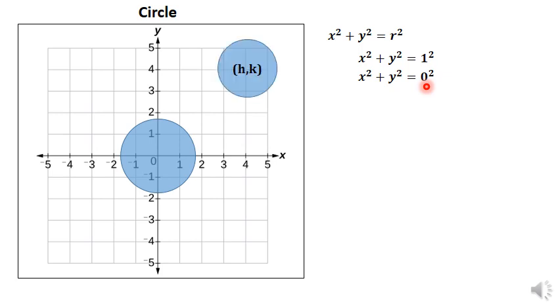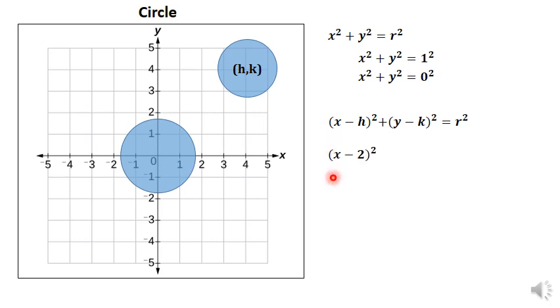Now, if the center of the circle is other than the origin, so let's say at (h, k), then we can write the equation of the circle this way: (x − h)² + (y − k)² = r². When h and k are located at the origin, they are equal to 0. That's why we have this equation.